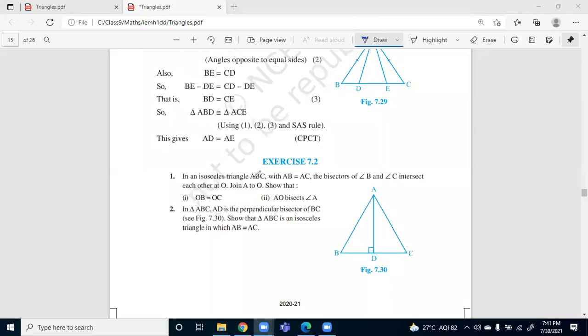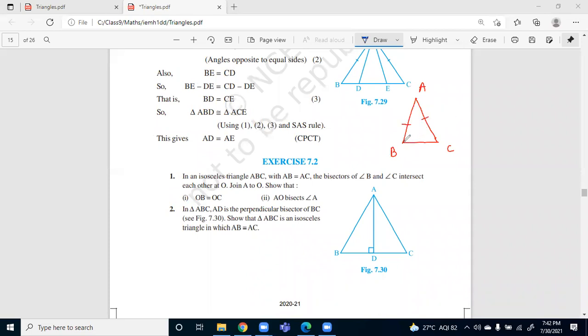In an isosceles triangle ABC, AB is equal to AC, bisectors of angle B and C intersect each other at O. Join A to O. The diagram is not given, so we have to make the diagram first. I am making an isosceles triangle, naming it ABC, and it is given that AB and AC are equal.